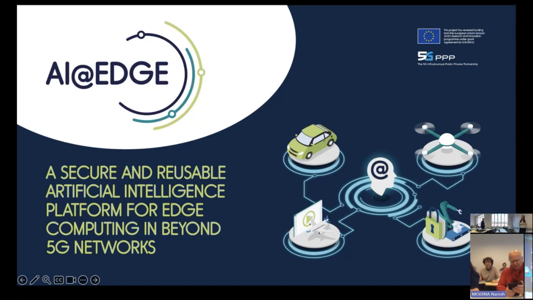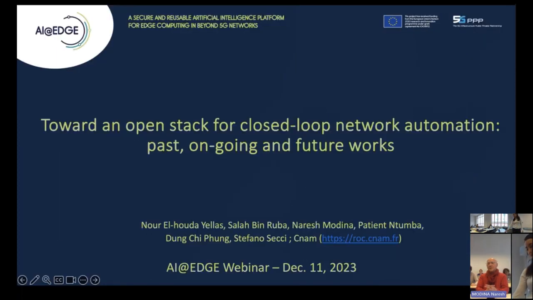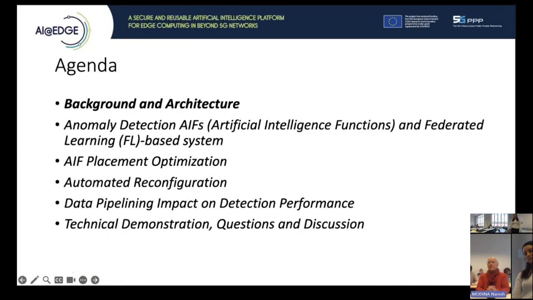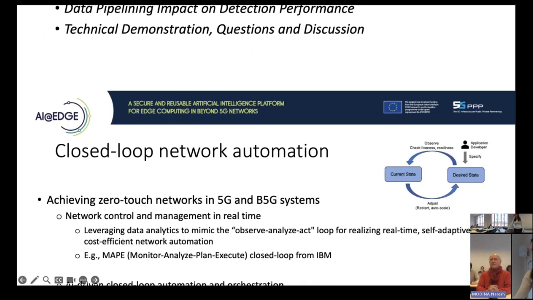So, hello everyone, I am Nuri Elas and I am a PhD candidate here in CNAM, and today I'm going to present a joint work with my colleagues and my supervisor on closed loop automation. I will start by introducing the background and the architecture of the closed loop in general, and then I will present some blocks of the closed loop, such as the anomaly detection framework and the IF placement optimization. Then I will leave the floor for my colleagues to complete the presentation.